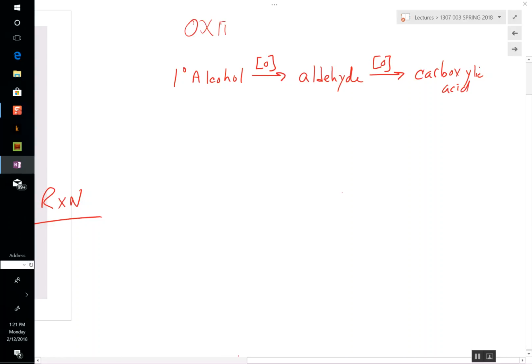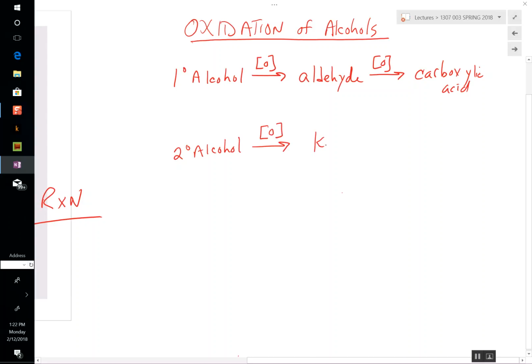So this is just a summary of the oxidation of alcohols. A secondary alcohol oxidizes to a ketone. And a ketone, no reaction. You try to oxidize the ketone, it doesn't react any further. That's where it stops.